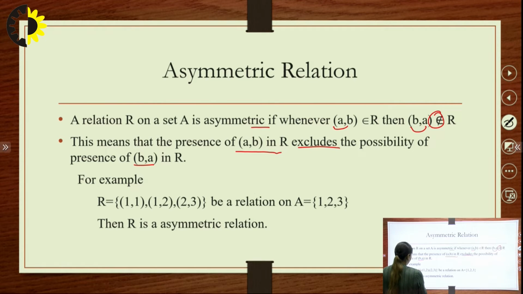Like for example, in this relation, the elements are 1, 2, 3. 1 is related to 2 and 2 is related to 3. So 2 is related to 1 is excluded in this. So it is an asymmetric relation.